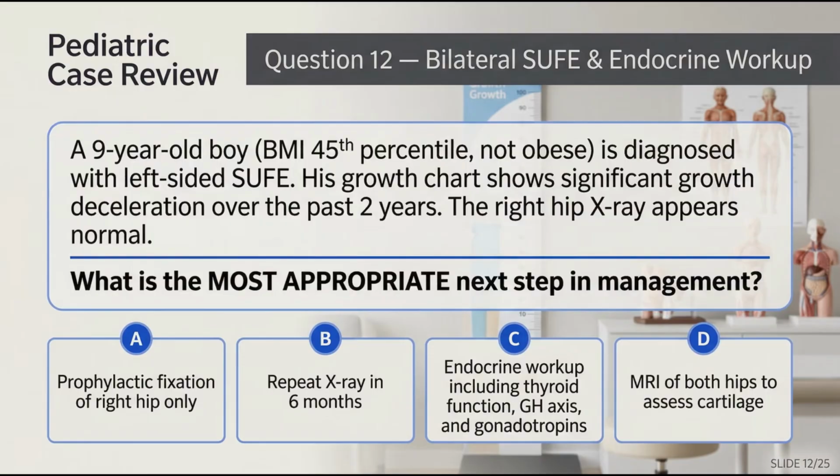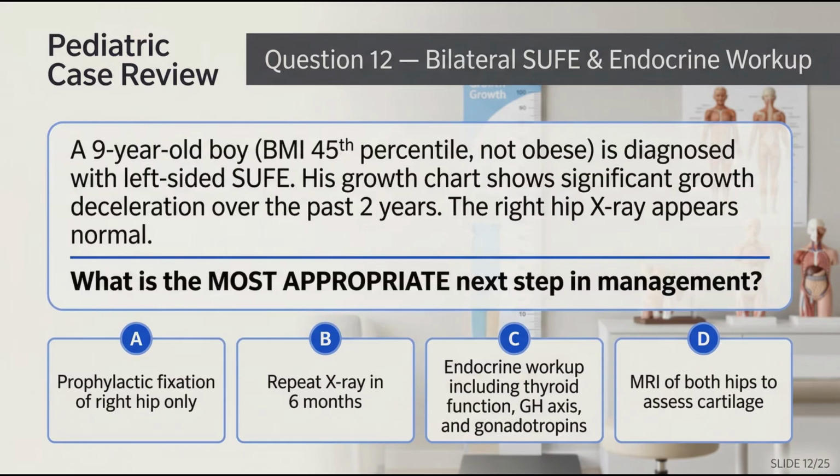Case 12. A 9-year-old boy with a body mass index at the 45th percentile, meaning he is not obese, is diagnosed with left-sided slipped upper femoral epiphysis. His growth chart shows significant growth deceleration over the past 2 years. The right hip X-ray appears normal. What is the most appropriate next step in management?